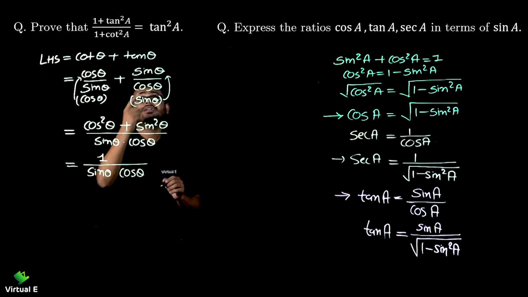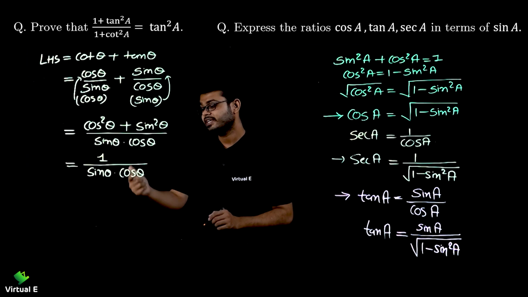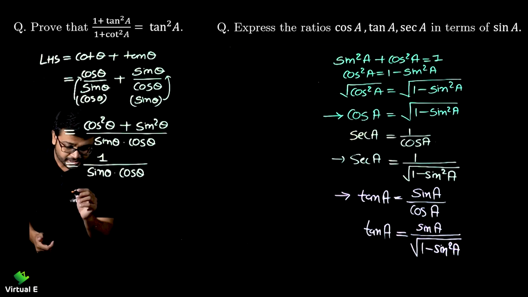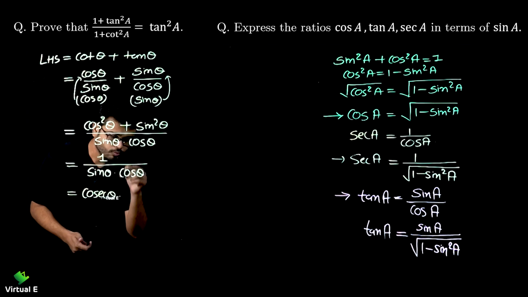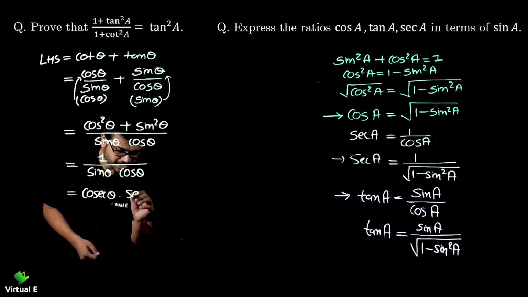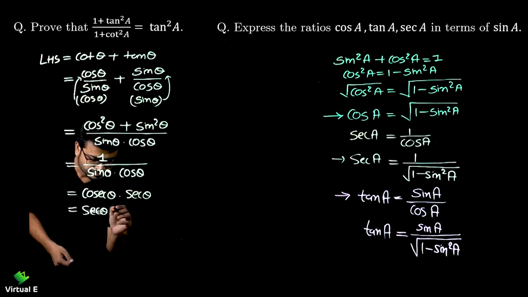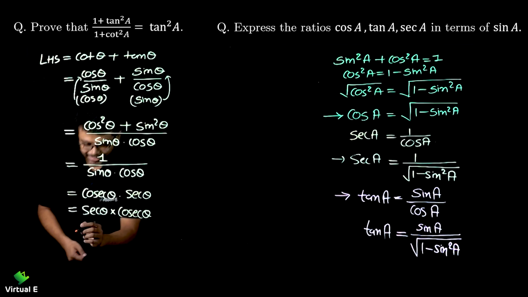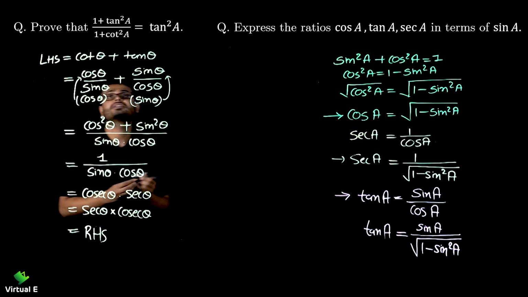Now we want the answer as sec theta and cosec theta. We have a relation between sine theta and cos theta to convert it like that. So 1 upon sine theta is what? Cosec theta, and 1 upon cos theta is what? Sec theta. So let's rearrange it: sec theta multiplied by cosec theta. Done? That is my RHS. So my proof is done.